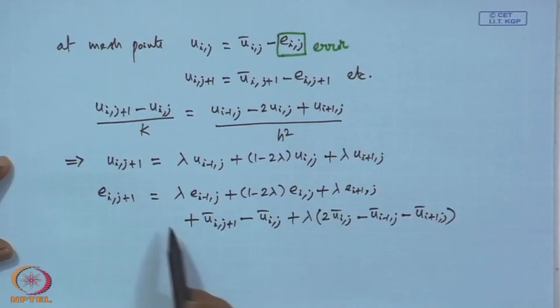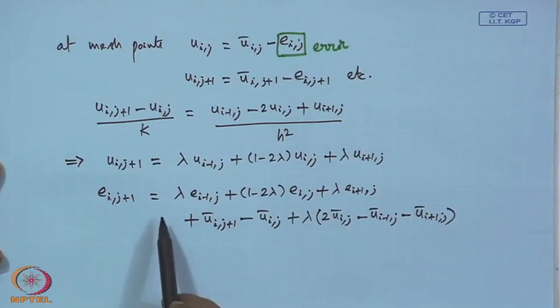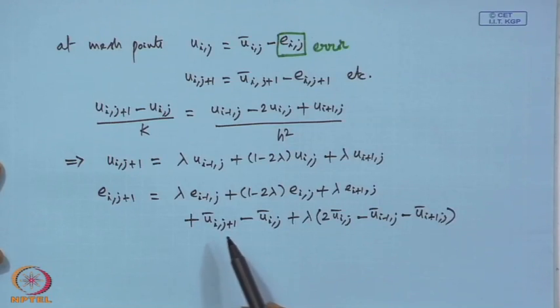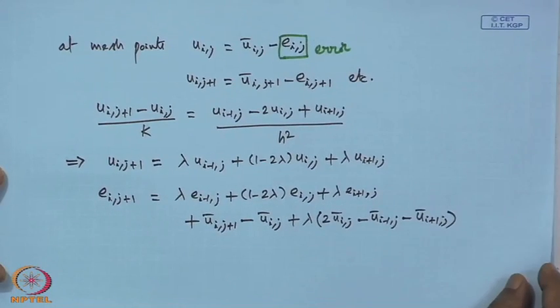Now, our aim is to get an equation for the error and then estimate the error and see whether we can make it bounded, whether conditionally or unconditionally. So that we can talk about the convergence and the stability.